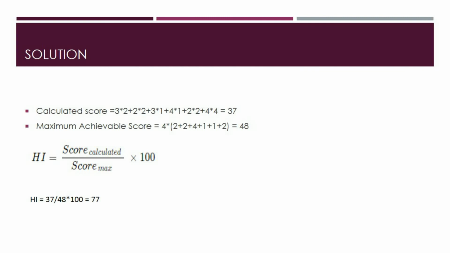And then we calculate the maximum achievable score by the summation of all of the weights times the maximum achievable rating, which is 4, so it equals 48. So the health index would be equal to 37 divided by 48 multiplied by 100, which equals 77. So as mentioned in the fundamentals section, a value between 70 and 85 is considered good, and as such, there might be deterioration of some components, but in this case, only normal maintenance is required for this switchgear.